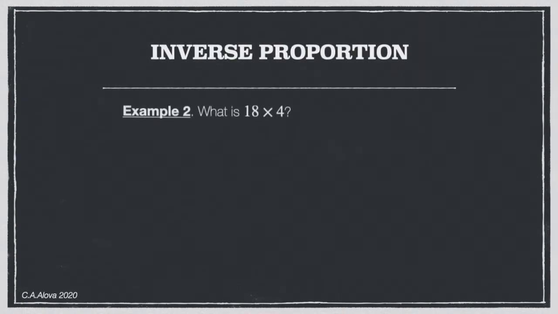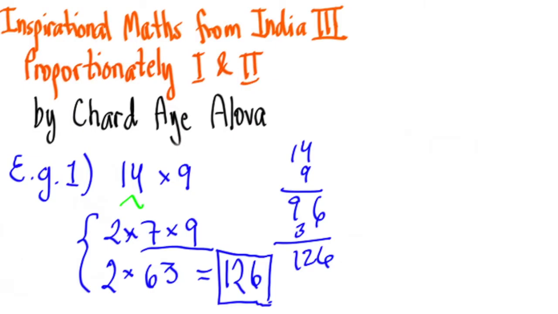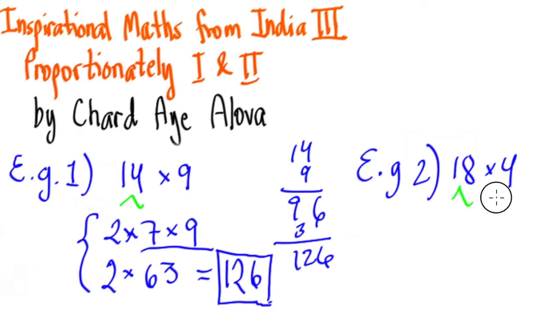Another example. So how about 18 times 4? So let's have example number 2. We have 18 times 4. What we can do is halve as much as we can. So this can be halved, this can be halved. So what can we see? We can see 9 times 2 times 2 times 2.